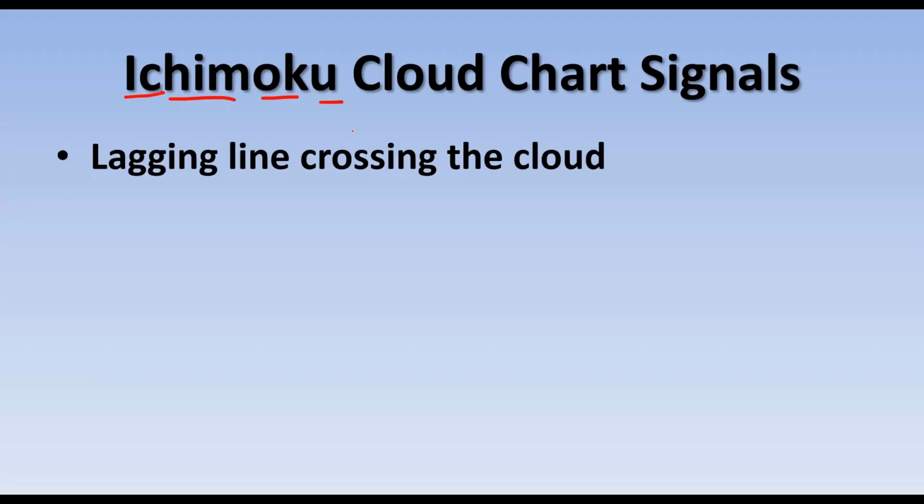It's called Ichimoku. I break everything down into bits and pieces because I'm dyslexic. So it's I-C-H-M, and then I go, okay, Ichimoku, cloud charting signals.